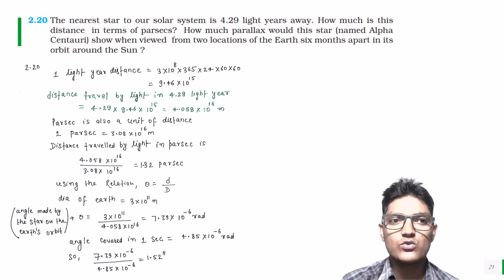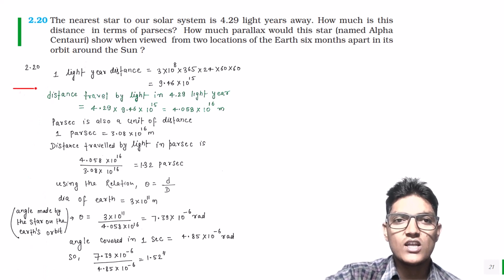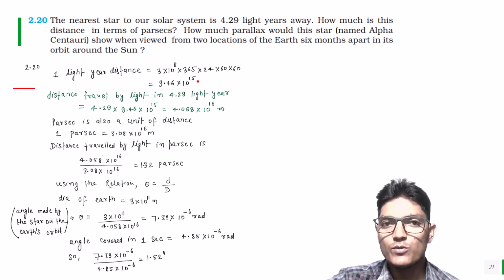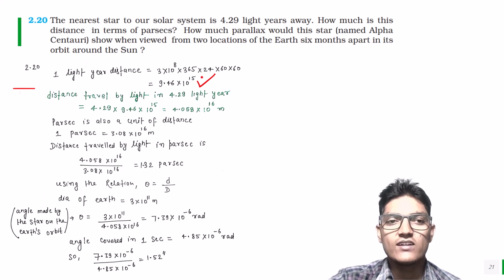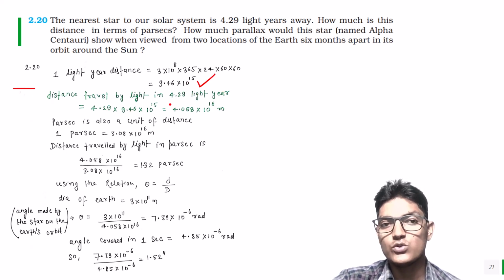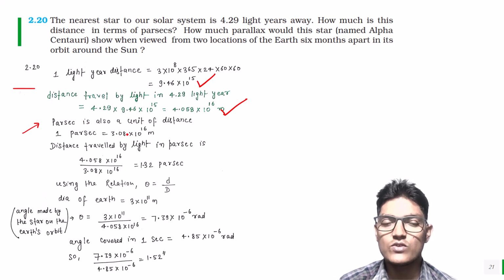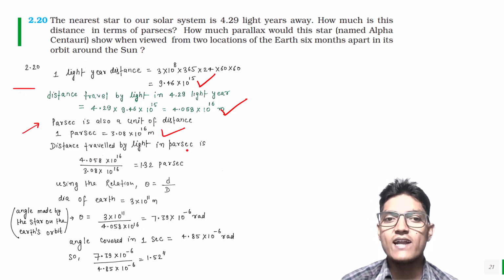So आप सभी को याद होगा previous question, 1 light year is equal to कितना होता है हमारा 9.46 into 10 to the power 15 meter of distance. And distance traveled by light in 4.29 light years कितना हो जाएगा, 4.29 into 9.46 into 10 to the power 15 is equal to 4.058 into 10 to the power 16 meters. Now, parsec is also a unit of distance and 1 parsec is equal to 3.08 into 10 to the power 16 meter. Now, distance in parsec कितना हो जाएगा, हमें divide करना होगा इन दोनों को. Answer हो जाएगा 1.32 parsec.